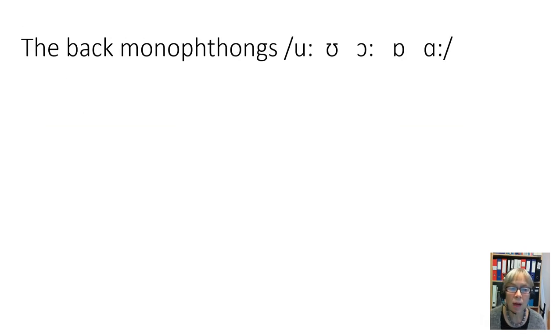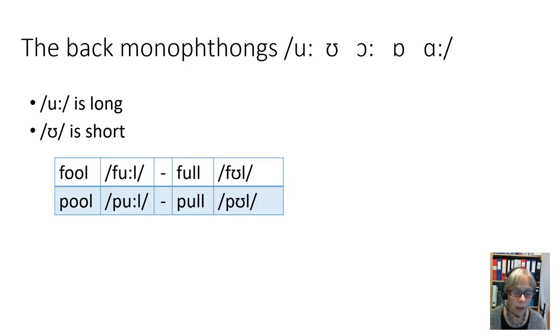Now let's look at the back monophthongs. Remember, the back of the tongue is doing most of the work with these. Oo, ah. Sound is produced in the back of the mouth. Oo is long, is short. And again, these are two different phonemes in English. Full, pull.